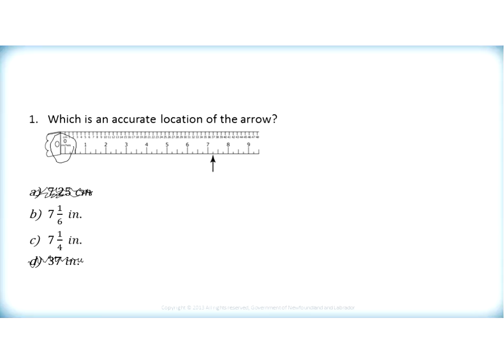You'll notice that between 7 and 8, we're divided into 1, 2, 3, 4 tick marks. So we're divided up into quarters, essentially. The arrow is pointing to the first of these tick marks, so the first quarter. So our answer is going to be 7 1/4.